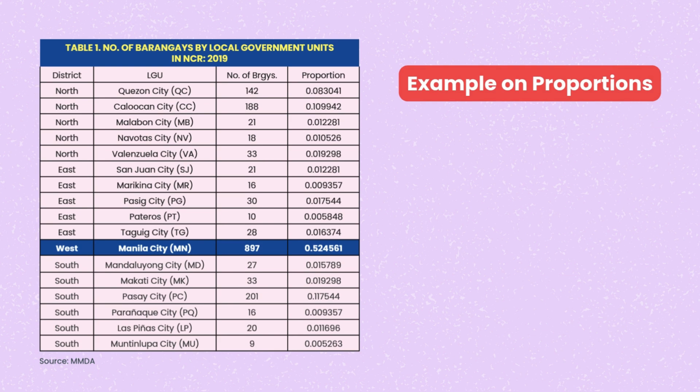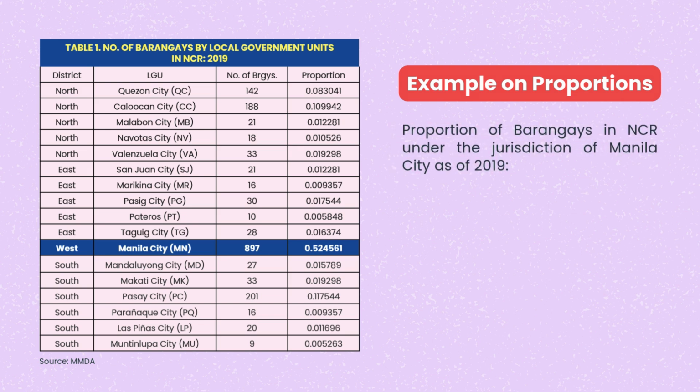The elements here are the barangays. The variable of interest is the LGU with the jurisdiction over the barangays. Looking at this distribution, you might notice how Manila City has a very large number of barangays compared to the other cities. So, you might be interested to show the proportion of barangays in Manila City compared to the whole of the National Capital Region.